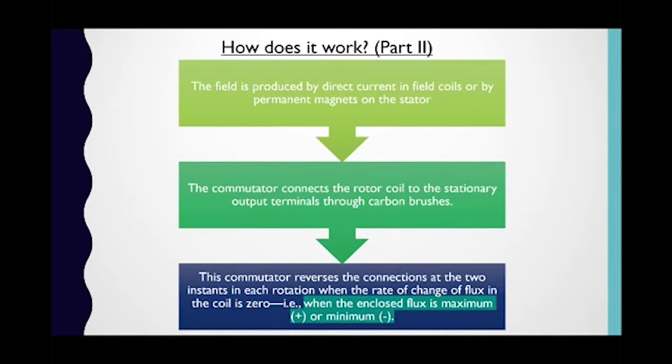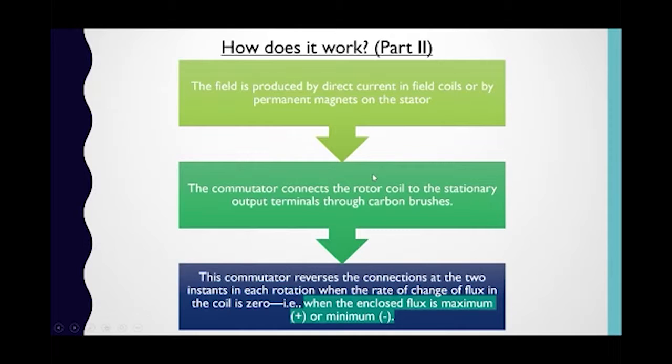The field is then produced by the direct current in field coils or by permanent magnets on the stator. Then the commutator connects the rotor coil to the stationary output terminals through carbon brushes. Now the word rotor coil might be something new to you all, so let me explain what a rotor coil is. Rotor coil just basically is a mechanical device consisting of the stationary part of a motor or generator in or around which the rotor revolves.